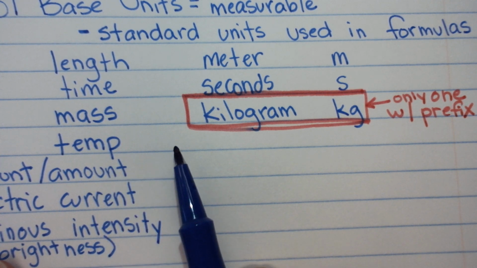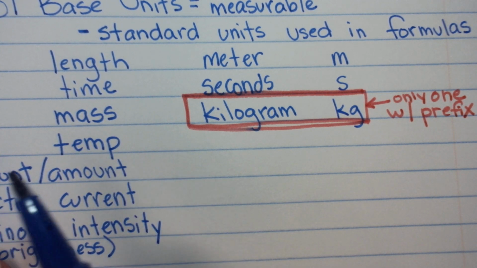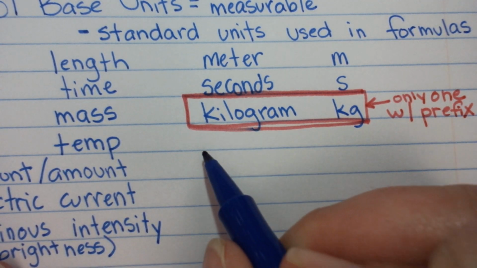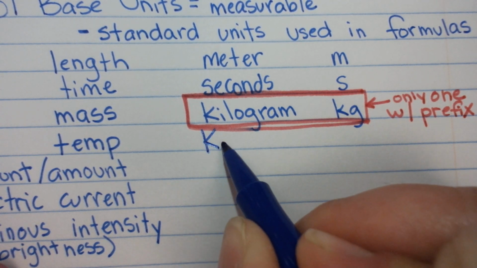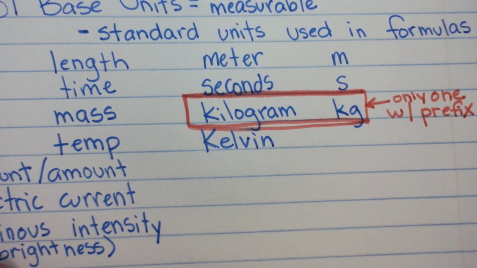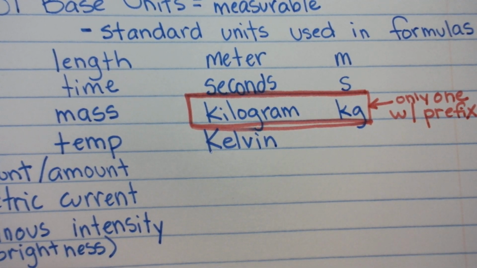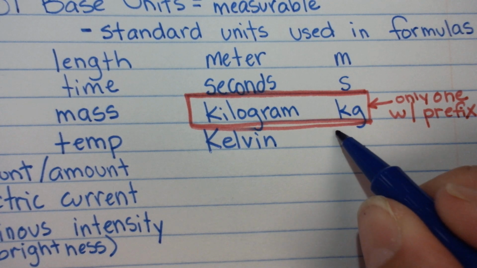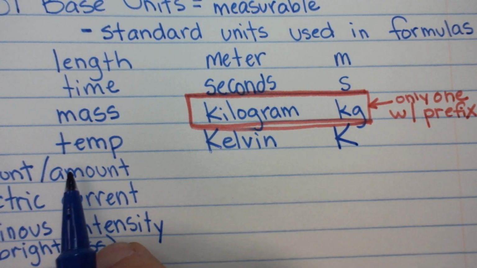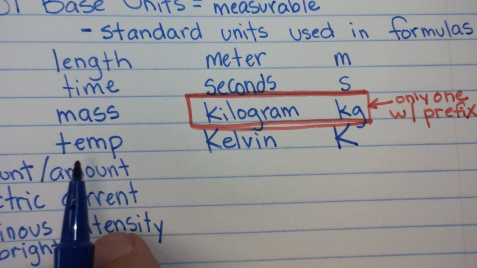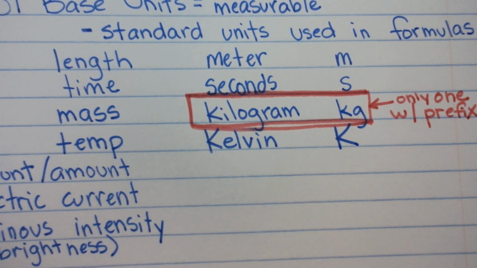Temperature is also one that might throw us off. We measure temperature in degrees Celsius or degrees Fahrenheit, but the base unit is Kelvin. There is no device in this whole building that can measure Kelvin. So every time you do a problem with temperature, you'll probably have to do a conversion, and we'll go over those temperature conversions later on.